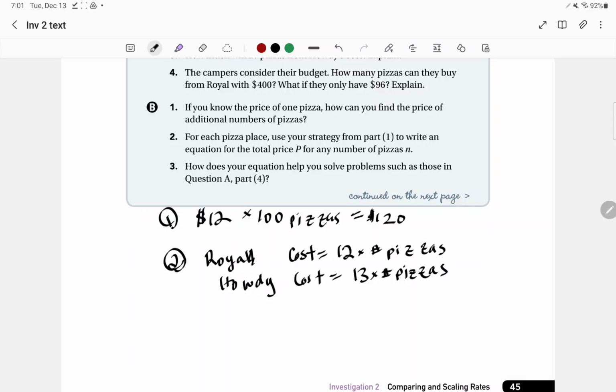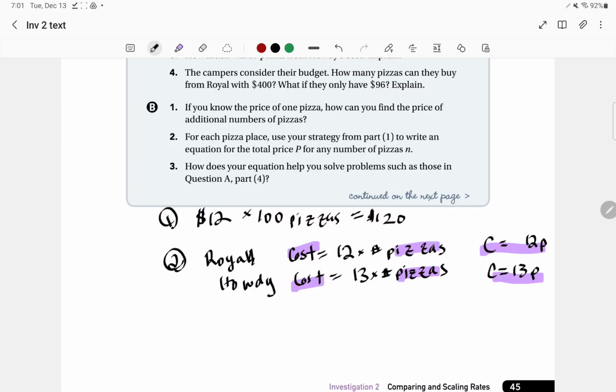Okay, you could write it out like this, or, if you know C is cost and P is pizza, you could do the cost is equal to 12 times the number of pizzas. And then for the other one, the cost would equal 13 times the number of pizzas. So either one of those is good. This is where we're going, but you have to make sure that you identify what the C and P represent as well when you write those out. Number 3, how does your equation help you solve problems such as those in questions A, part 4?